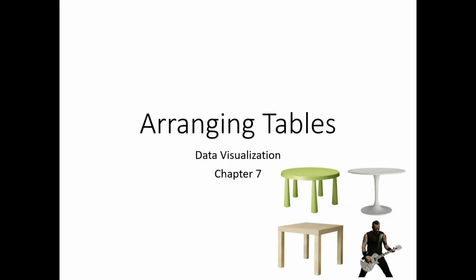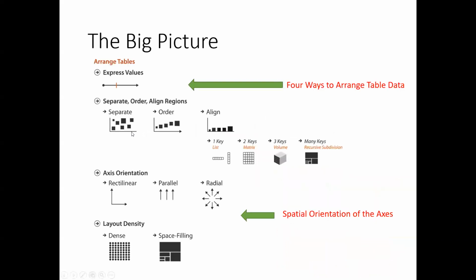We're going to talk about tables in terms of computer visualization here instead. And I think that'll be a more interesting topic. So the big picture shows us the different ways to arrange tables. And there are really four encoding design choices for how to arrange tabular data in terms of the space it takes up. One way to do that is to express values. The other three are to separate, order, and align different regions.